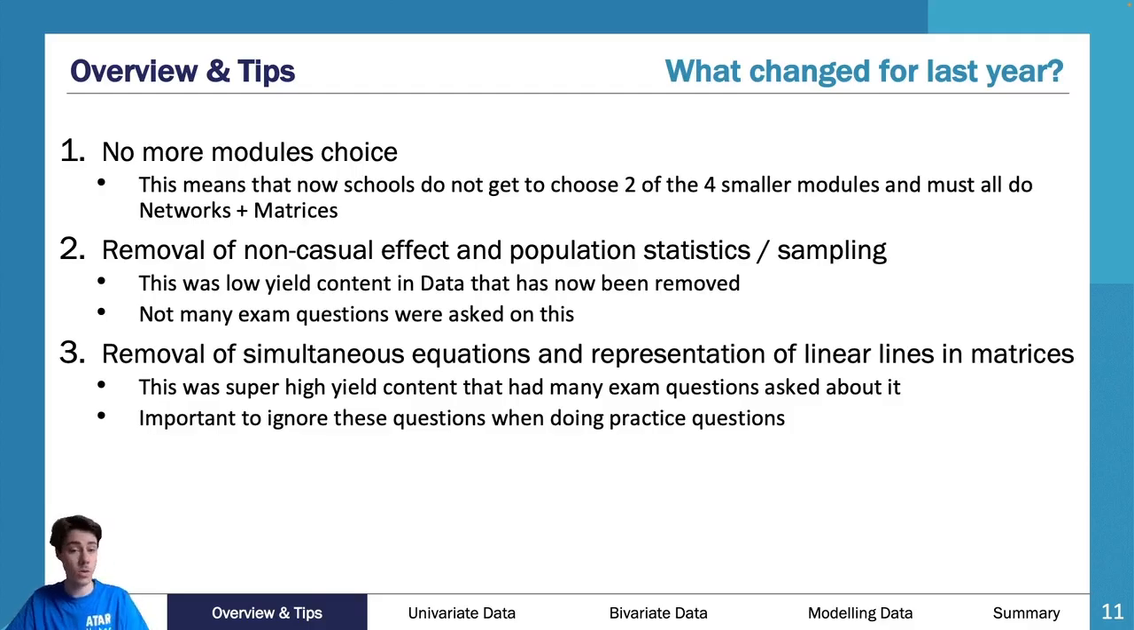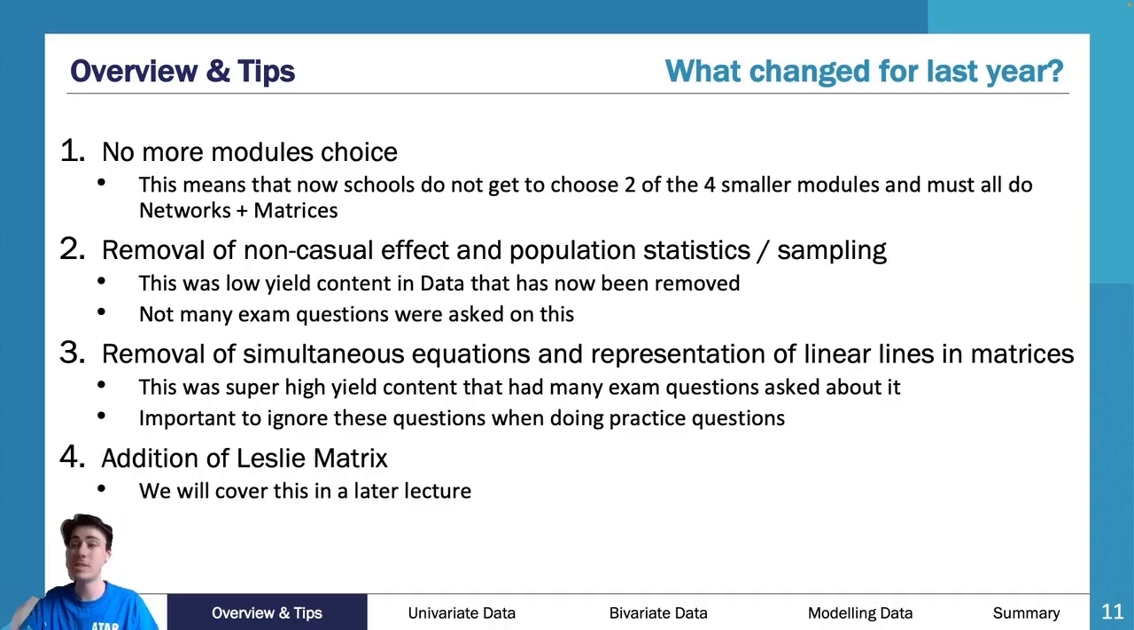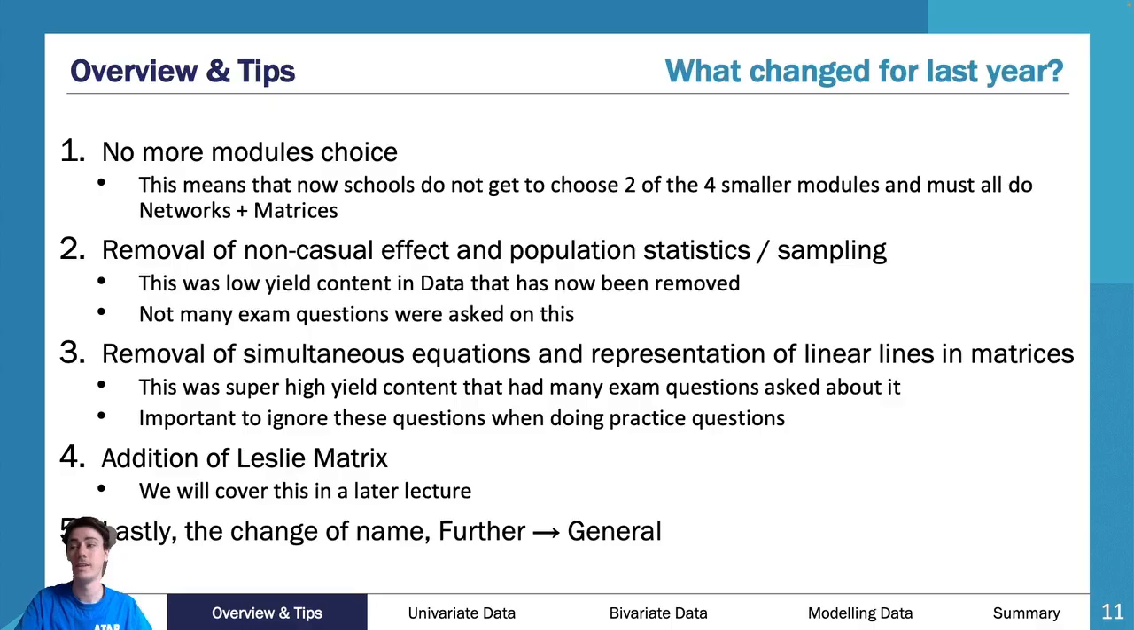So you'll find whenever you do older exams and you do matrices that there's a fair amount of effort put into simultaneous equations and representation of linear lines, and you'll be like, oh, I have no idea what's going on. Don't worry, it's been removed, but it was super high yield content in the past, so it will commonly come up in old practice exams that you do. There was the addition of the Leslie matrix, so this sort of made up for what they removed from matrices. The Leslie matrix, it'll be covered in a later lecture, but you won't find practice questions on it past last year. And then there was a name change.